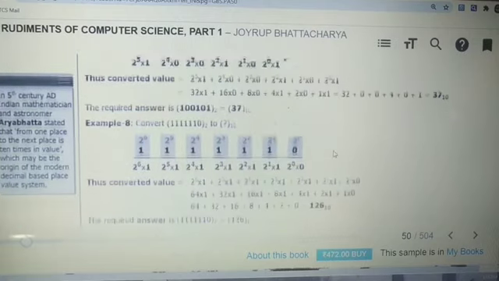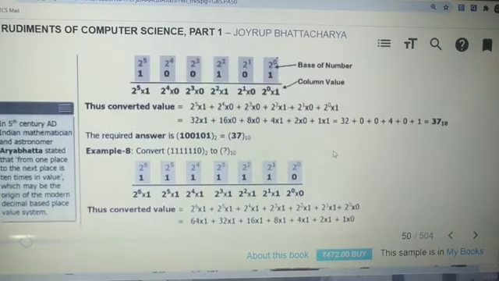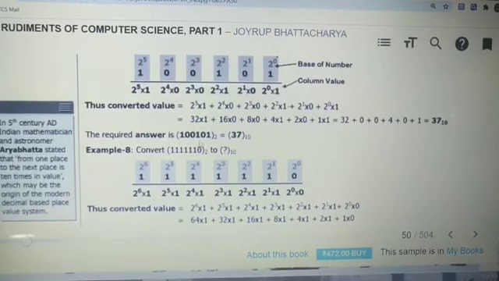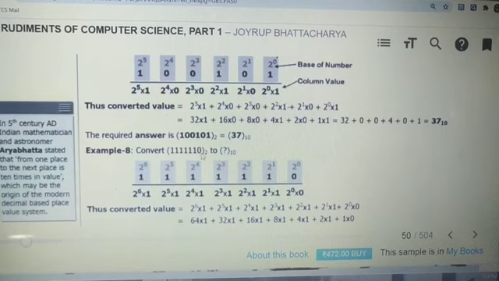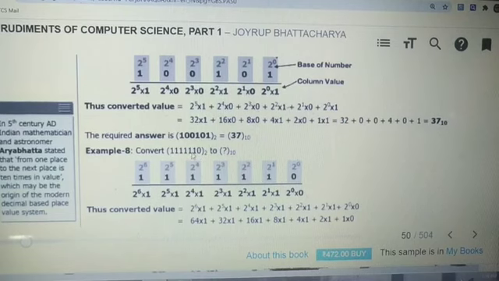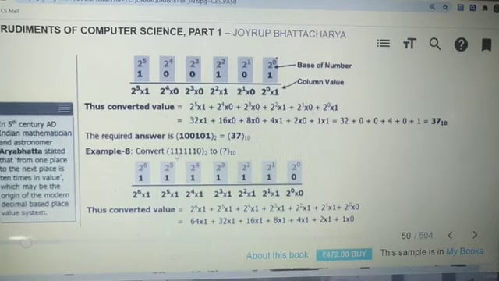Okay, another example is given. First find the positions: 0, 1, 2, 3, 4, 5, 6. The first digit is multiplied by 2 to the power 0. The next digit 1 is multiplied by 2 to the power 1. Again 1 is multiplied by 2 to the power 2, again by 2 to the power 3, 2 to the power 4, 2 to the power 5, and 2 to the power 6.